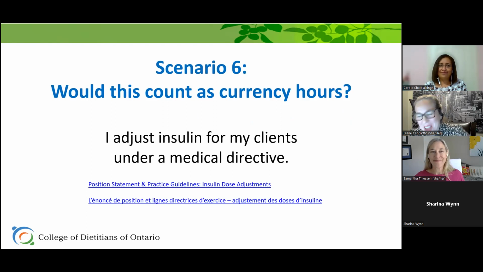Yes, okay. So we're going to talk about adjusting insulin for clients under a medical directive. So would this count as a currency practice hour? So again, here, let's look at the 3 categories. One is practicing here. They're assessing nutrition related to health status and conditions for individuals, groups, or populations, managing the delivery of nutrition therapy to treat disease.